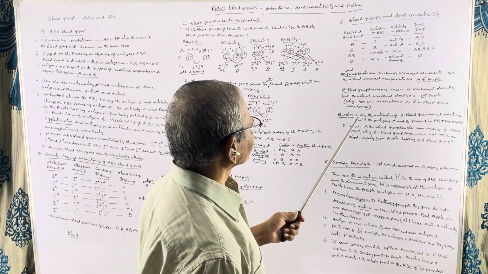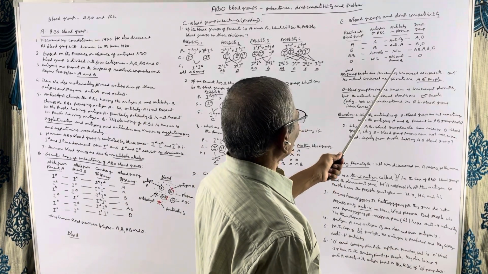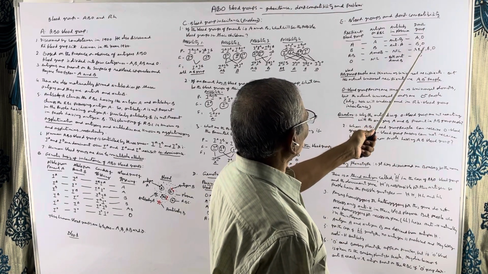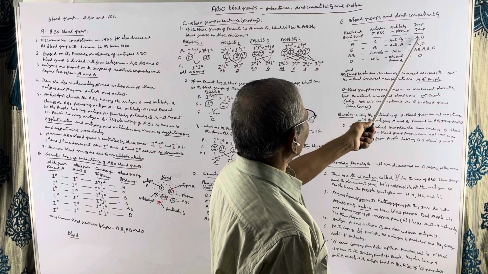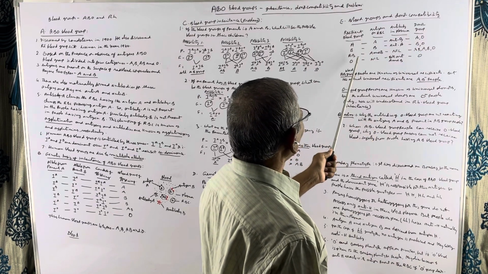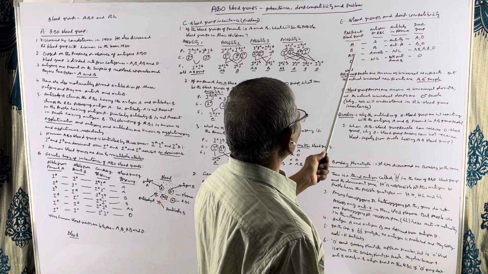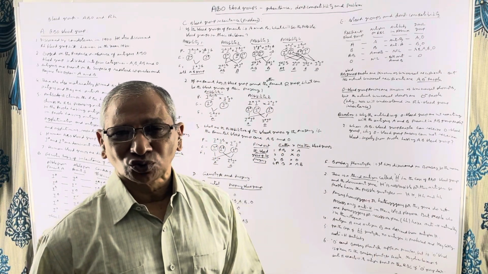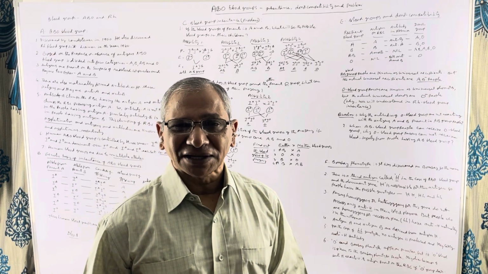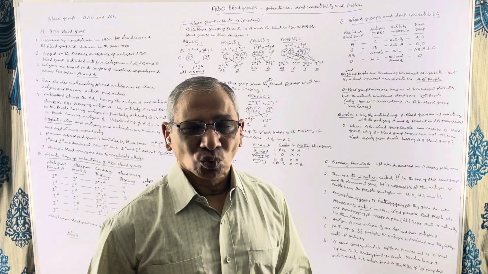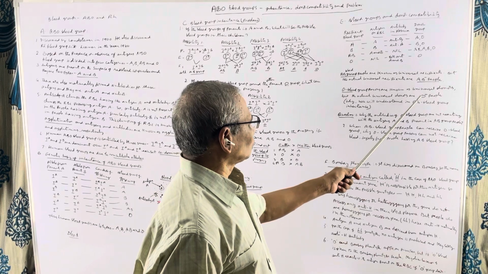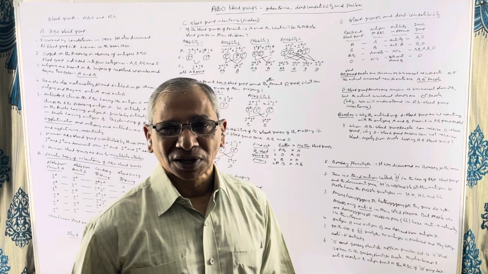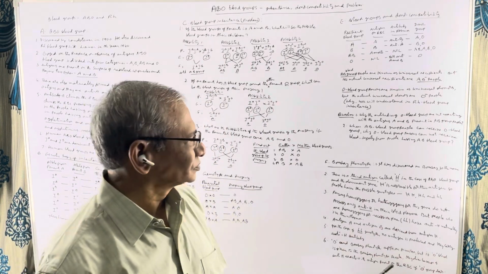Then, O group people can donate blood to all these 4 types of people. O group people can donate blood to A group people, B group people, AB blood group people, and also O blood group people. So, O group people are known as universal donors. Again, it is also not correct. O negative people are universal donors. That you will understand when you take up RH blood group.